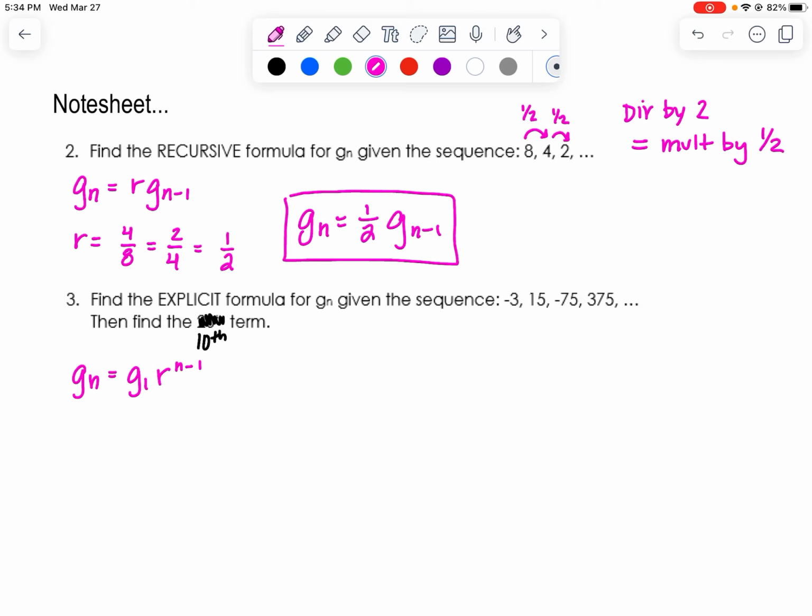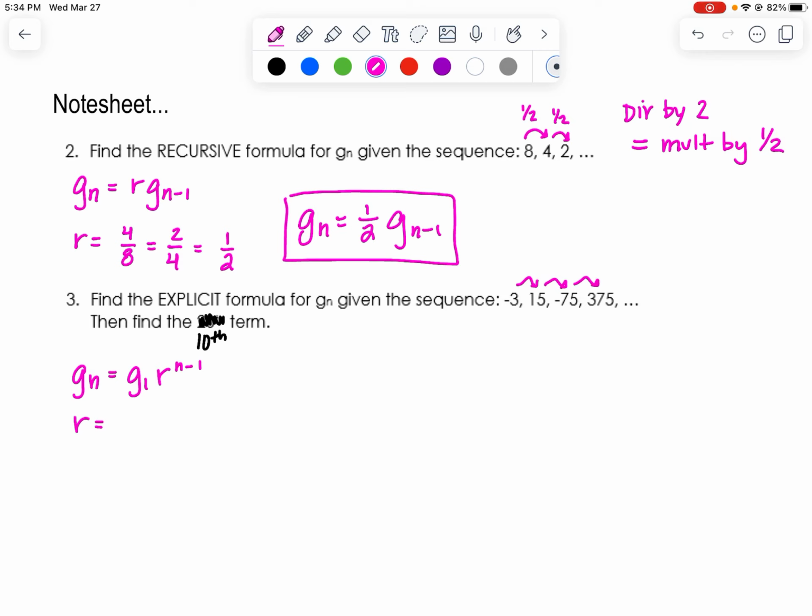That's our formula. And so we need r. We always need r. We're always talking about the ratio. And that is the second term divided by the first term. So here, what are we multiplying by each time? Sometimes these are easy to see. You can figure them out.